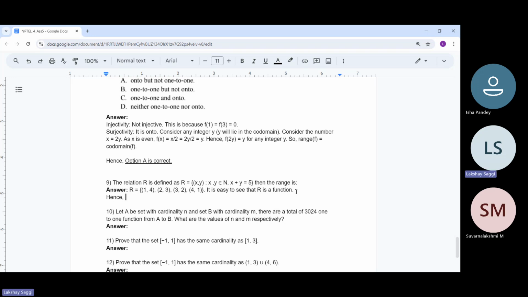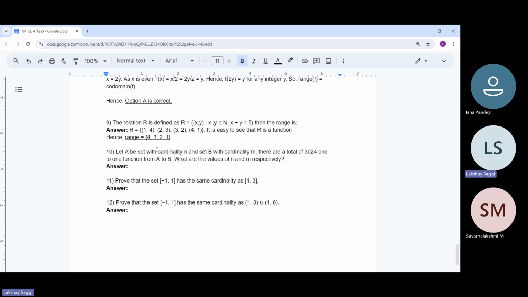So hence, range is nothing but these values 4, 3, 2, 1, because the y values are part of the range, whereas x values are part of the domain. So we get that range is equal to 4, 3, 2, 1. I hope this makes sense. If so, then maybe we can move on to the next question.